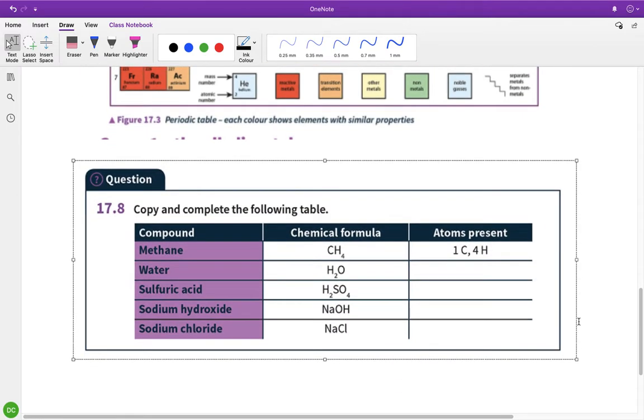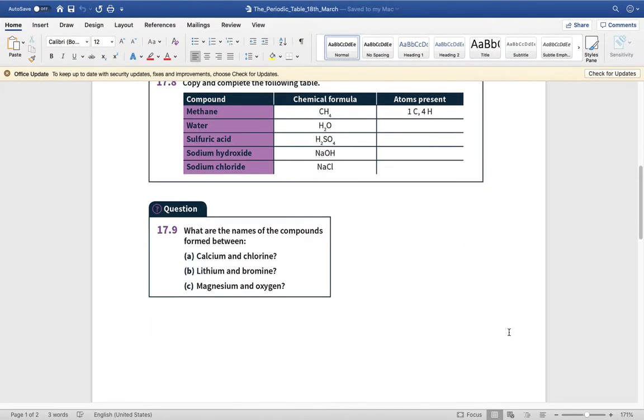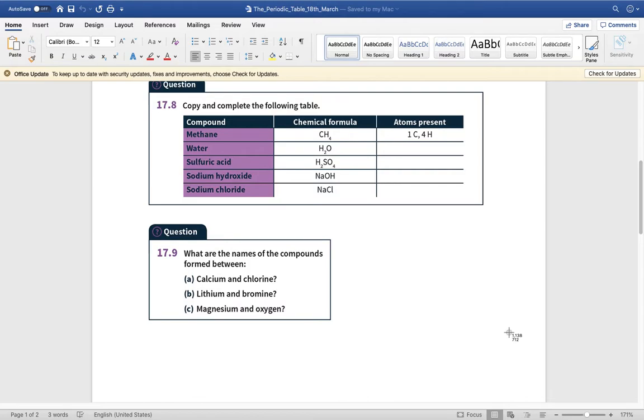Alright, copy and complete the following table. This is about looking at the atoms present. So here we have 2 hydrogens, 1 oxygen. Here we have 2 hydrogens, 1 sulfur, and 4 oxygens. Here we have 1 sodium, 1 oxygen, 1 hydrogen atom. And here we have 1 sodium, 1 chlorine. Okay, just counting the atoms.